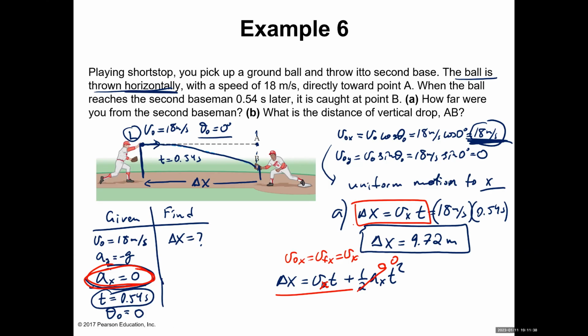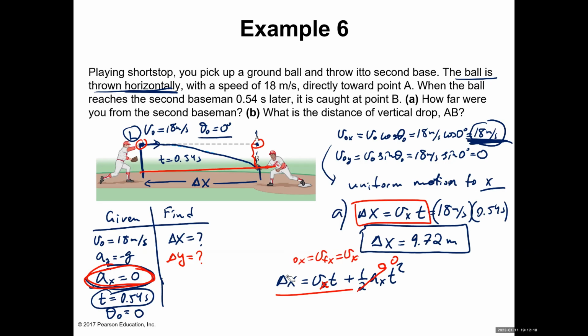All right, so part B, it says, what is the distance of vertical drop from A to B? That means what are we trying to find? Final position of B, of Y. Exactly. What we want to find here is the height difference between A and B, right? Because my vertical position at L and at A are exactly the same. That means I want to find that displacement delta Y, the final distance between A and B, right? Exactly. So what is my delta Y?